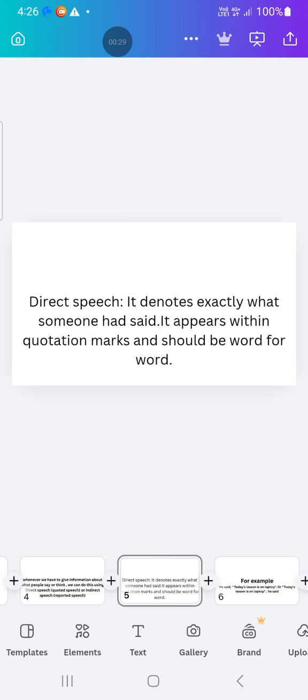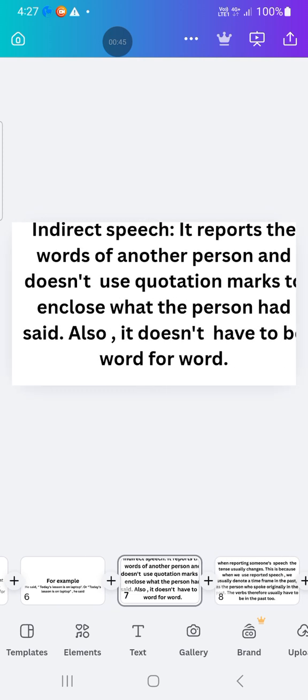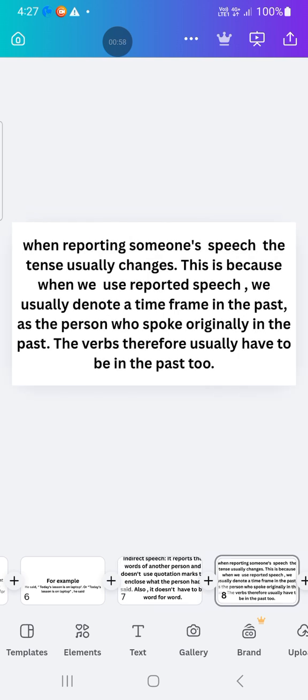Direct speech. It denotes exactly what someone had said. It appears within quotation marks and should be word for word. For example, he said, "Today's lesson is on laptop," or "Today's lesson is on laptop," he said. Indirect speech. It reports the words of another person and doesn't use quotation marks to enclose what the person had said. Also, it doesn't have to be word for word.